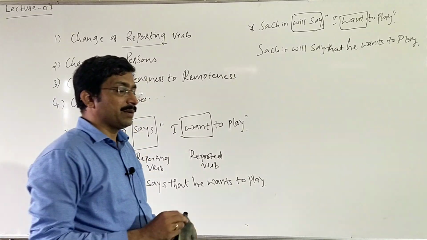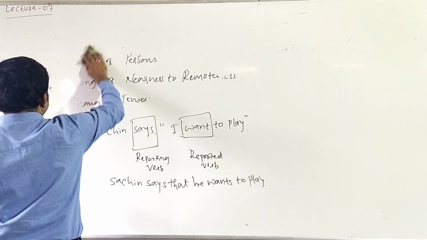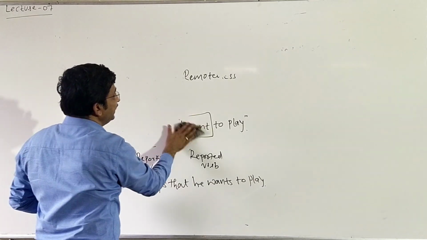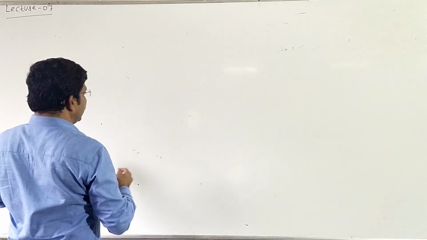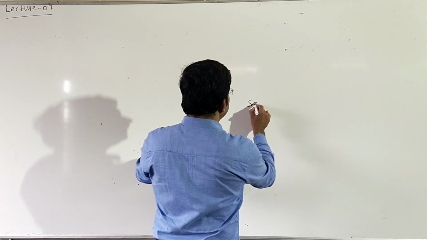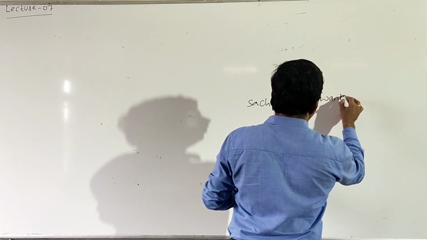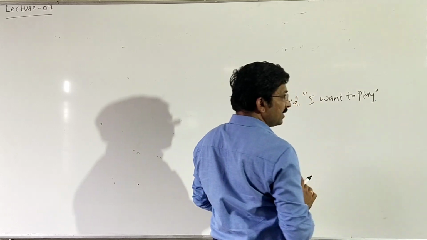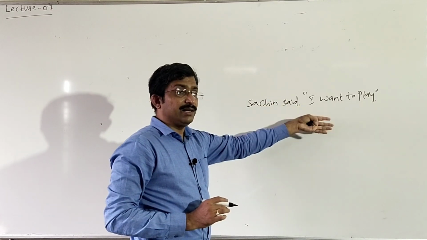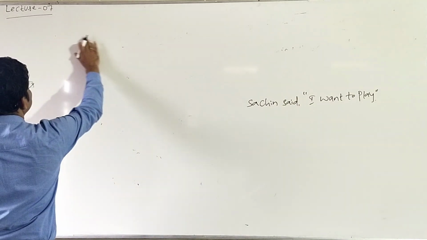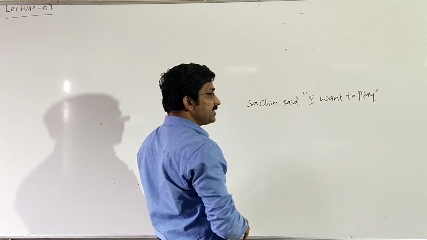Now, if the reporting verb is in past tense, what are the changes occurred in tenses in direct and indirect? First one, take the same example here. I write here, Sachin said, I want to play. Here, if it is says, there is no change. If it is will say, there is no change. Then what happens if it is said, past tense? The reporting verb is in past tense, and present tense is in the inverted commas. So then what is going to happen?